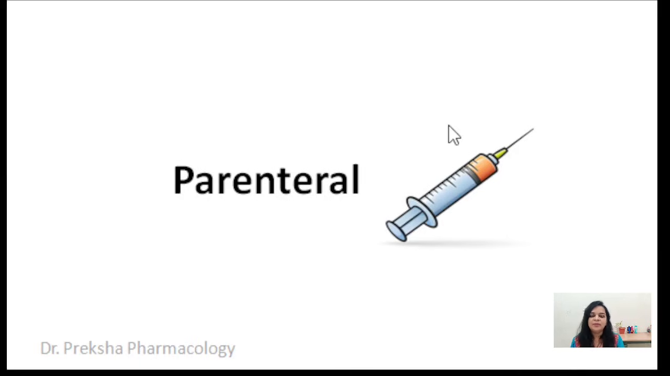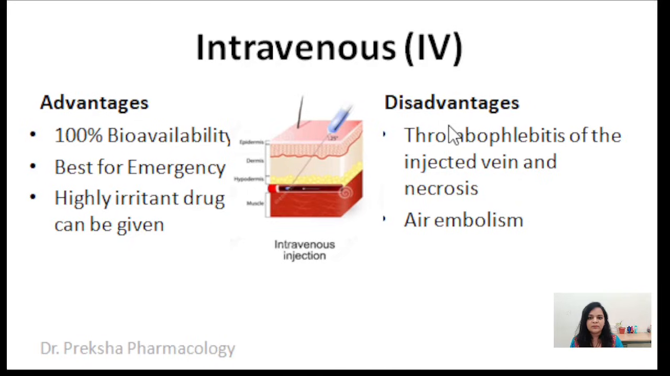Now coming to the parenteral route of drug administration. So parenteral means the drug is given with the help of injection directly into the systemic circulation. So par is beyond, enteral means intestine. So you are bypassing the first pass metabolism here. So first, that is intravenous route.